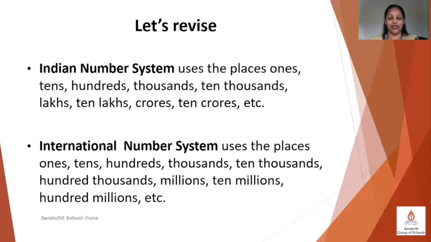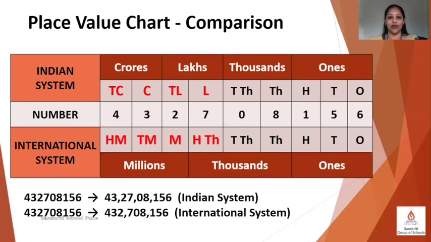Let's revise both the number systems. The Indian number system uses the places ones, tens, hundreds, thousands, 10,000s, lakhs, 10 lakhs, crores, 10 crores, and so on. Whereas the international number system uses the places ones, tens, hundreds, thousands, 10,000s, 100,000s, millions, 10 millions, 100 millions, and so on. Here we have the place value chart for a 9-digit number.